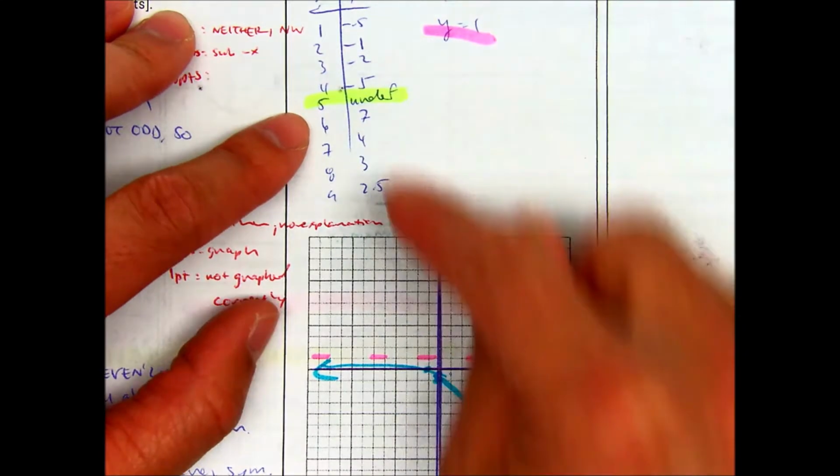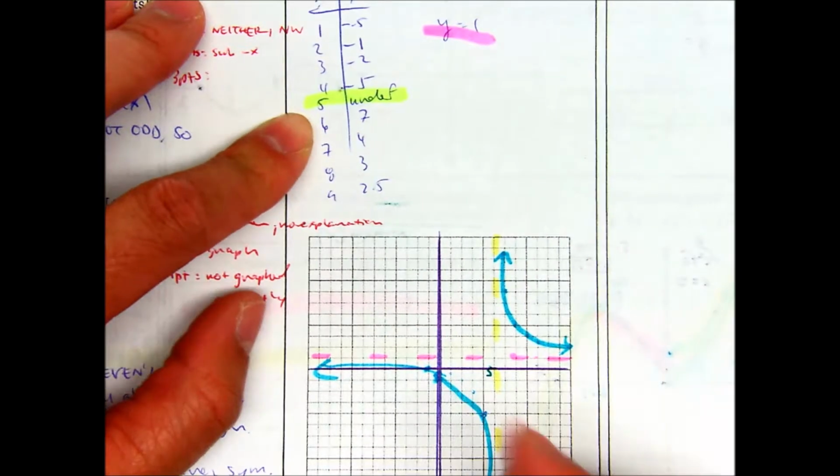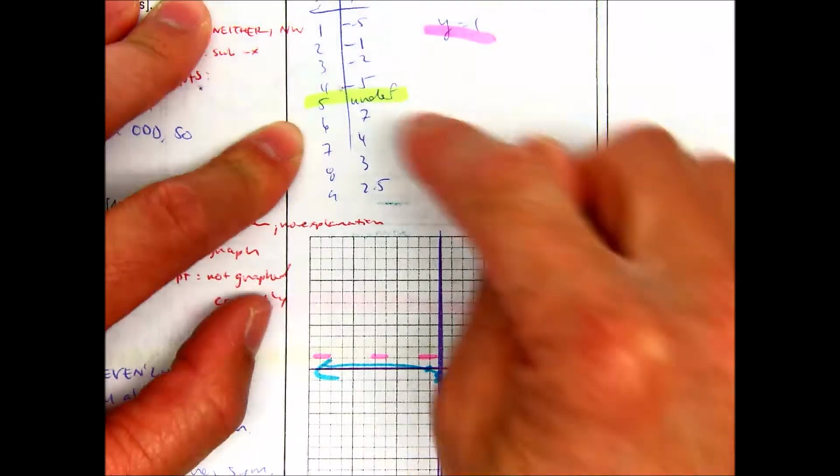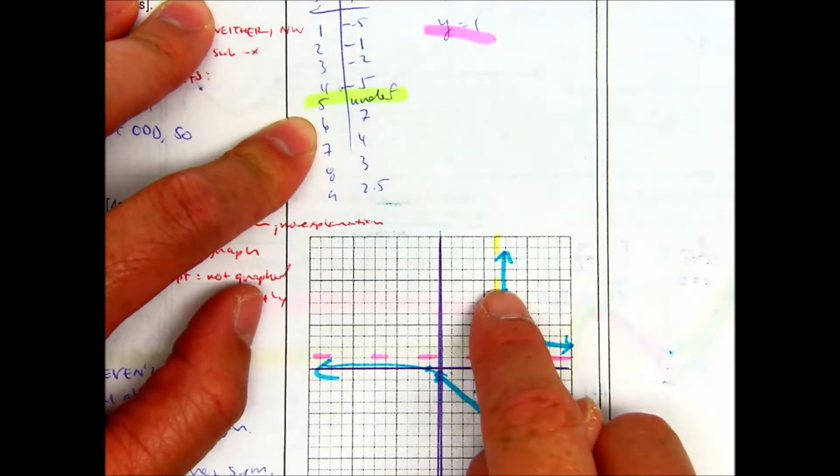Right 6, up 7, 7, 4, 8, 3. So you recognize that it's approaching that pink line. Right 9, up 2.5, and then you can just draw your smooth curves.